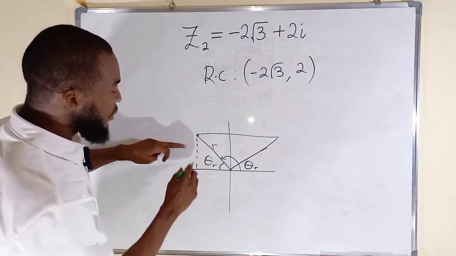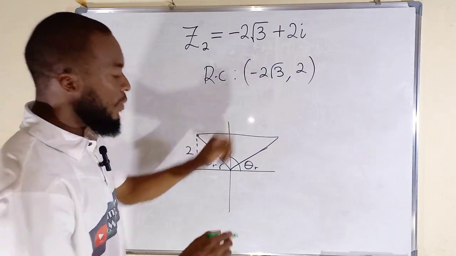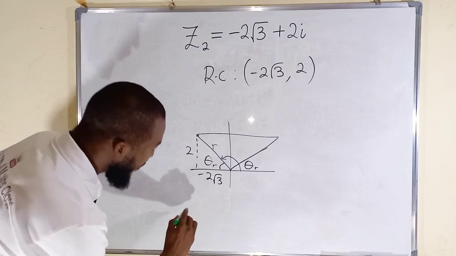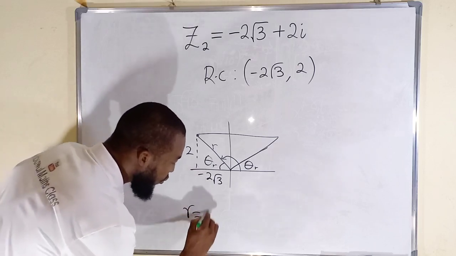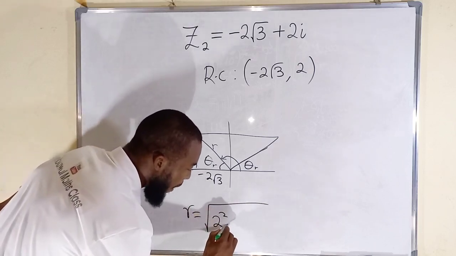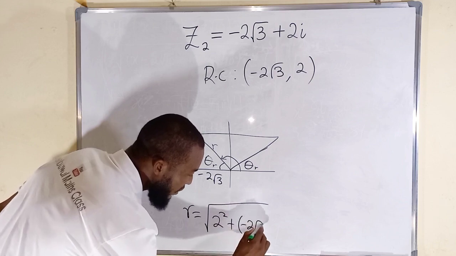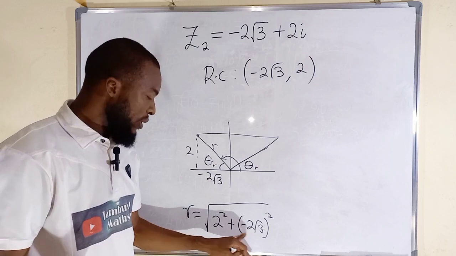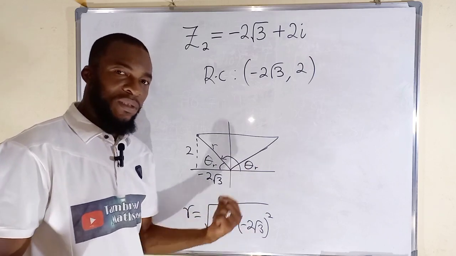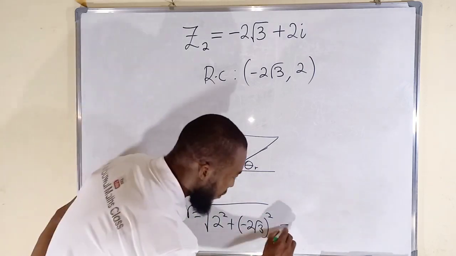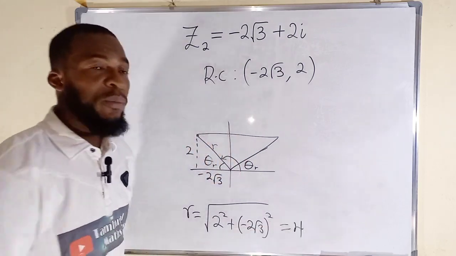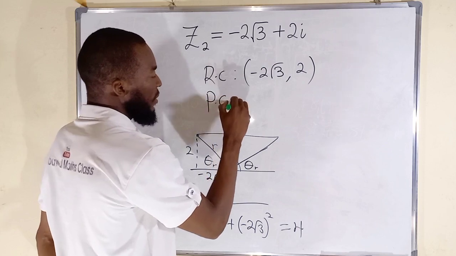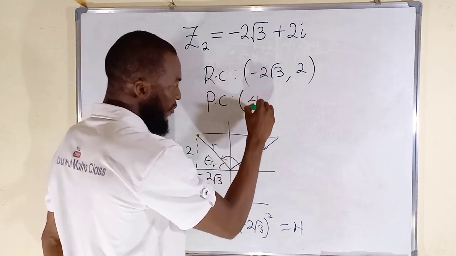You know, the imaginary part is 2 and the real part is negative 2 root 3. So R is equal to the square root of 2 squared plus negative 2 root 3 also squared. This is 12, this is 4. If you add them together, you get 16. Square root of 16 is equal to 4. Remember, we are looking for only the positive value. So therefore, for the polar coordinate, we have seen that R is 4.